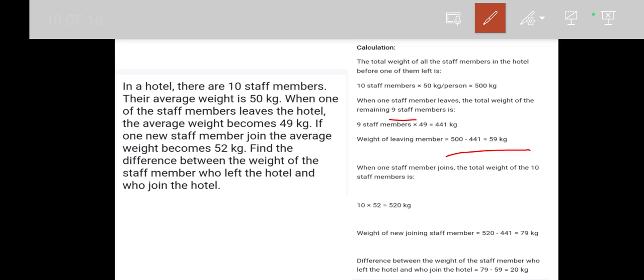So we can also find the weight of the new person, right? When there were 9 members, it was only 441. And when a new member joined, it became 520. So 520 minus 441, the new member is 79 kg. So in order to find the difference between the new member and the previous member, it is this 79 minus this 59. So 79 minus 59, we get 20 kg.